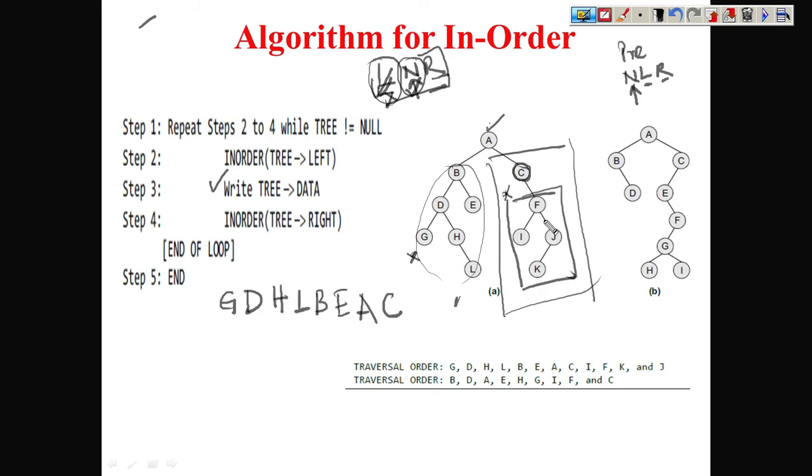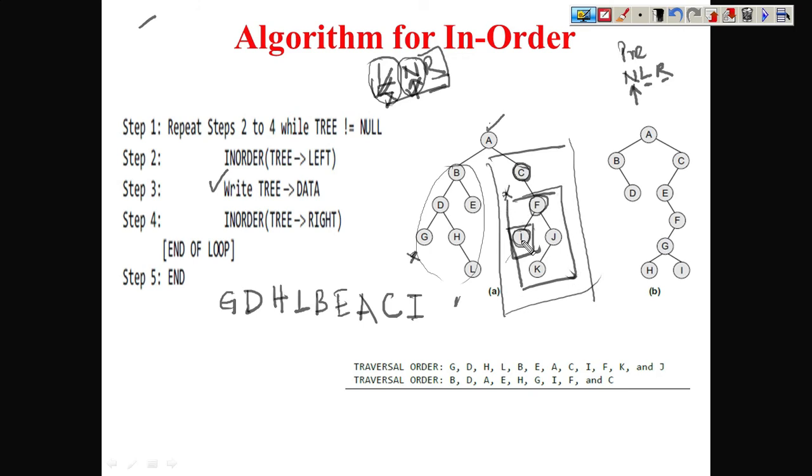Now when you go to the new tree, you have to move to the left first. You cannot print the root. So you go to the left. Left is this. Again, this is your new tree. Because this is the only node in the tree, you simply print this node I. Now the entire left subtree has been processed for this bigger tree.